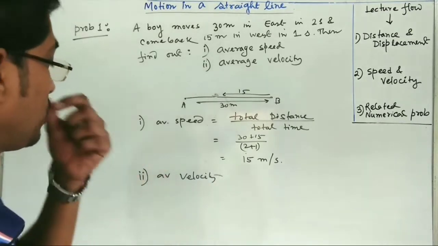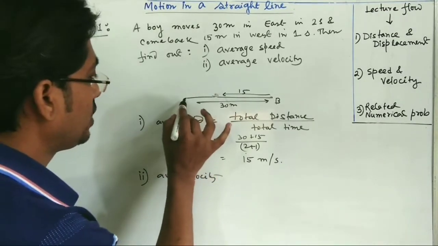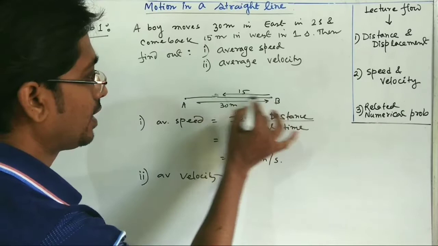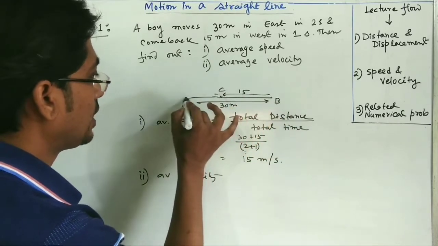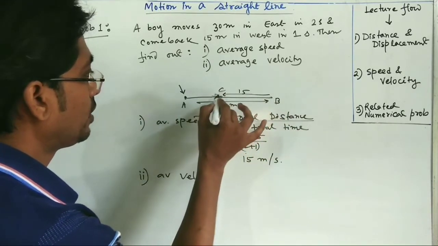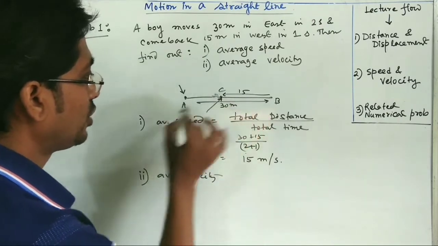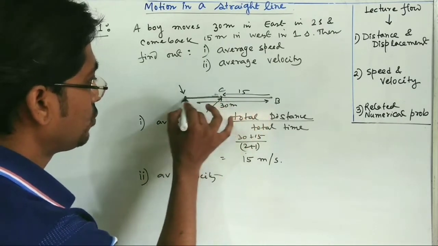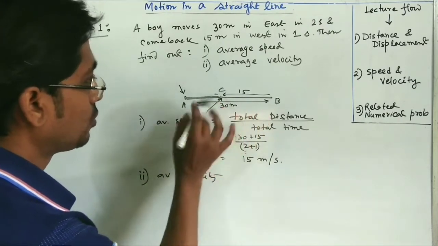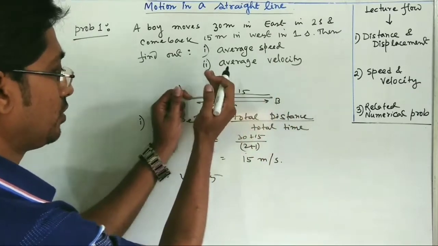So average velocity means the body started its journey from A, finally goes to B and comes back to a point, suppose C. So what is the initial point? This is the initial point. What is the final point? This is the final point. So what is the shortest distance between the initial point and final point? So this one. It is 30 meter, it is 15 meter, remaining is 15 meter.